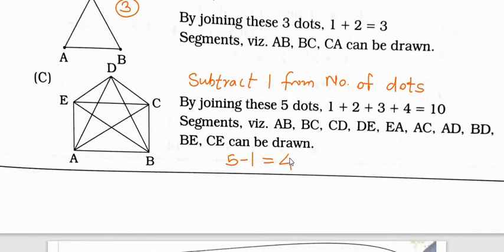Then do your regular method. 4 plus 3 plus 2 plus 1, that is 4 plus 3 is 7, 7 plus 2 is 9, 9 plus 1 is 10. In this way, very easy. But if the points are non-collinear.